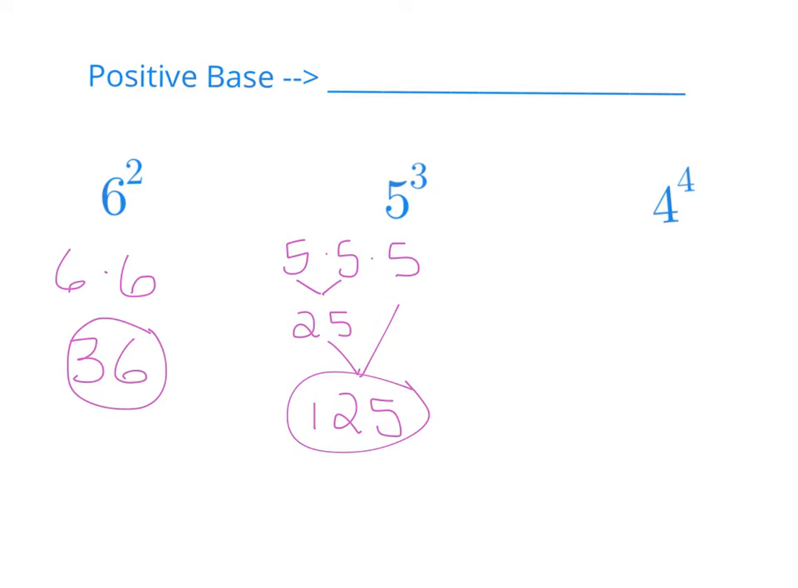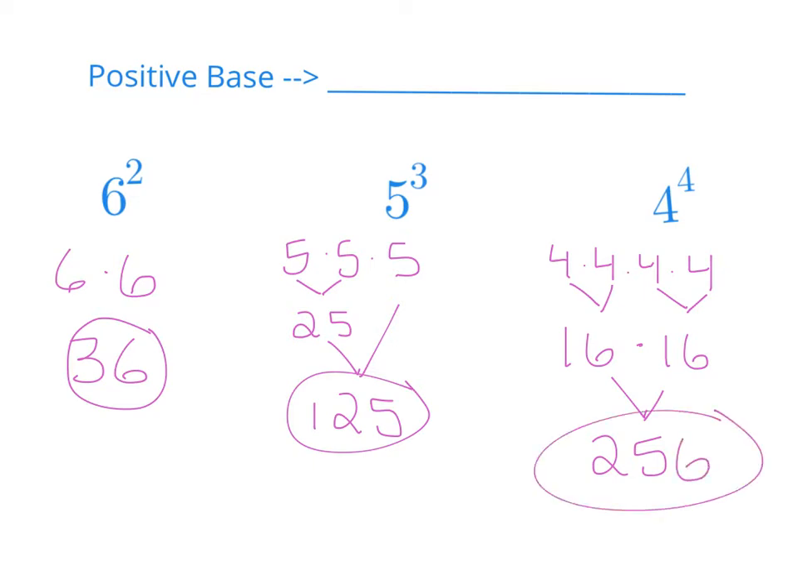And then the last one, 4 times itself 4 times. Let's see, 4 times 4 is 16, 4 times 4 is 16, and 16 times 16 is 256. So if the base is positive, just making a little note that all of our answers will always be positive.